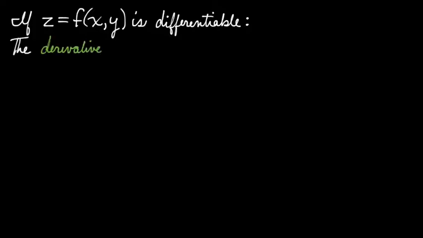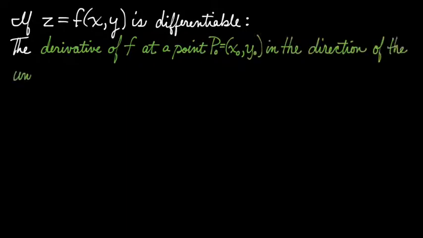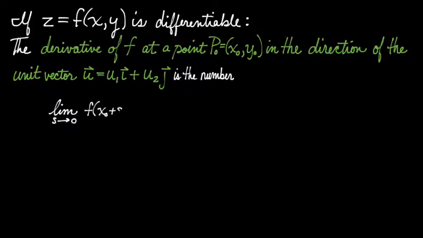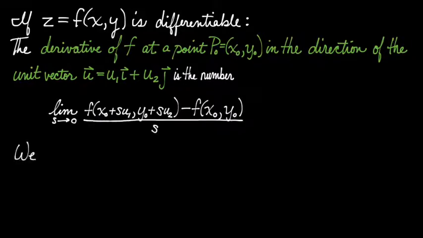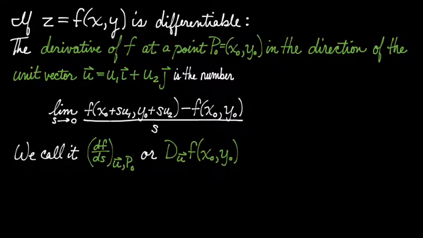The derivative of f at a point p0 with coordinates x0 and y0 in the direction of a unit vector u is this number, the limit as s approaches 0 of this quotient. Here are 2 common ways of writing this derivative: df ds evaluated at the vector u and the point p0, and d sub u of f evaluated at x0, y0.